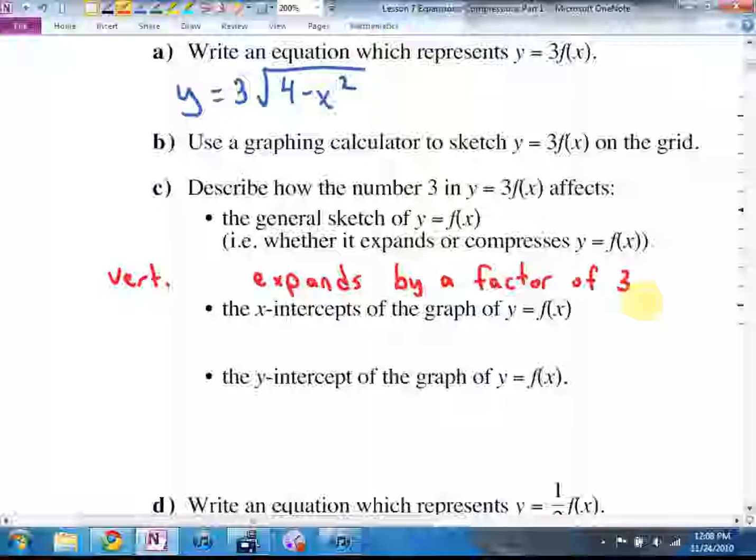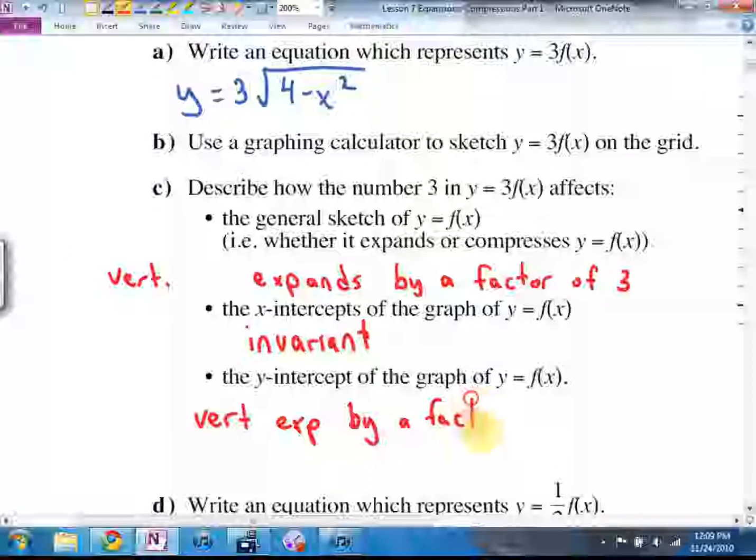Is that okay, Karen? Oh, so what happens to your x-intercepts? Well, how high are your x-intercepts? 0 high. What's 3 times 0 high? Invariant. What happens to the y-intercept? This is also a vertical expansion by a factor of 3.